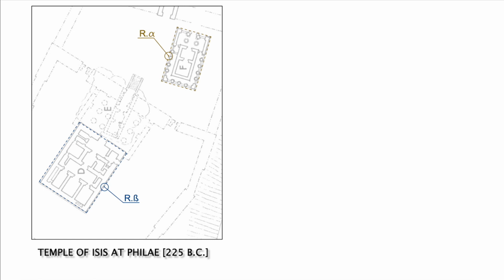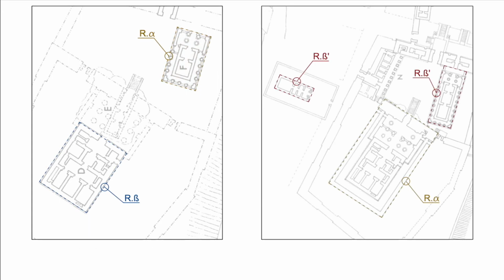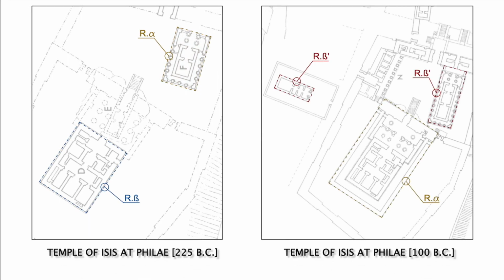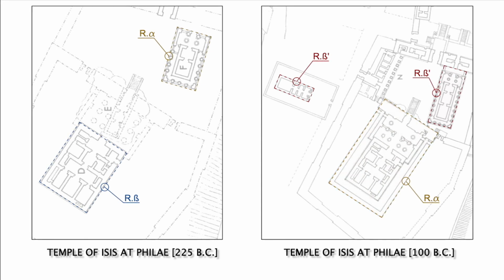The first one at the end of the 3rd century BC, when Ptolemy II designed the temple of Isis from Beta Rectangle, and the entrance Mamisi with Alpha Rectangle. More than a century later, we can see that the main enlargement of the temple responds to the proportions of the Alpha Rectangle, and the Mamisi shows the design of Beta Prime Rectangle.